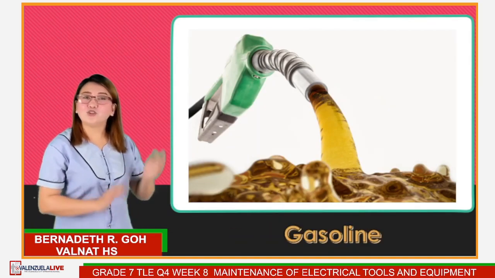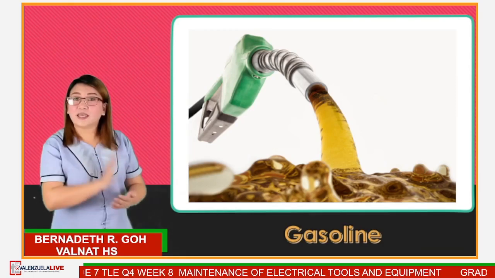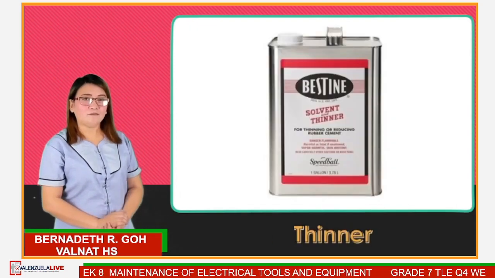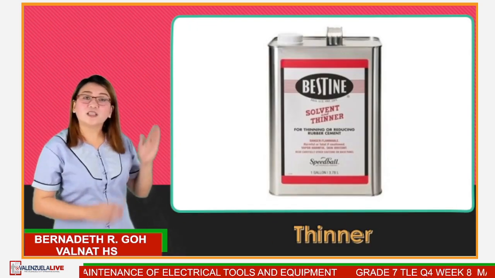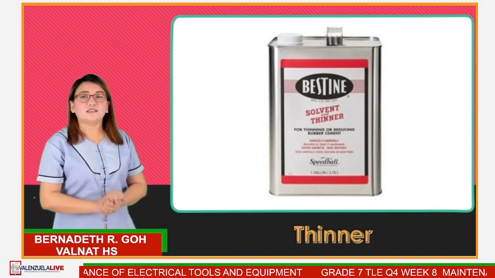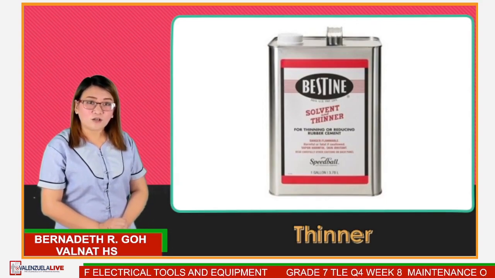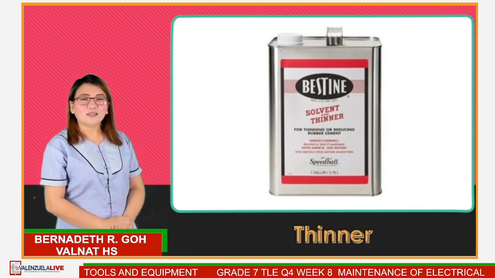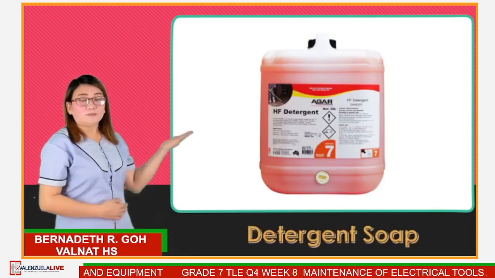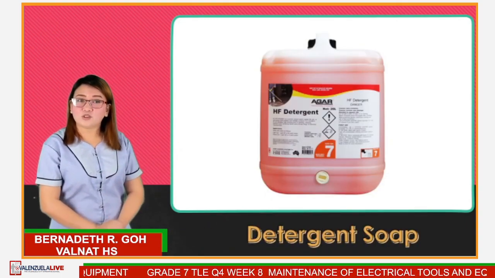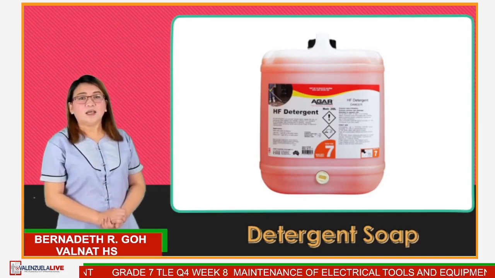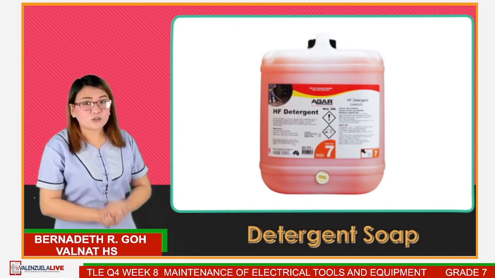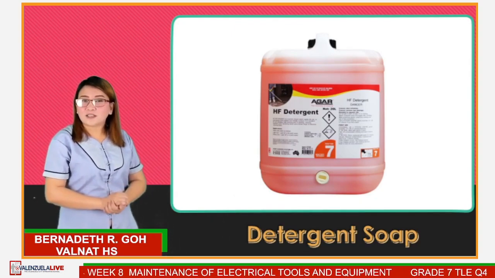Gasoline is used to wash greasy tools and equipment. Another solvent here, we have thinner, which can be used to remove spilled paint on the floor, walls, or even on your tools. Detergent soap. Detergent soap can be used for cleaning with water. Detergent works by breaking up dirt or soil, making it easy to wash it away.